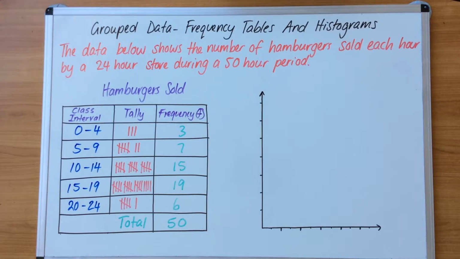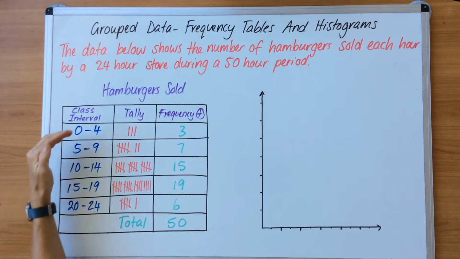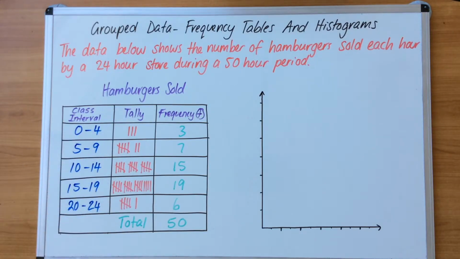Let's take a look at this next topic and set of data. It says the data below shows the number of hamburgers sold each hour by a 24-hour store during a 50-hour period. I have already taken the data and placed it into the frequency table. Because there was a large amount of data, I've placed it as intervals of 5. Otherwise, if I was going to create a score, saying from 0 to 24 would have been very large.